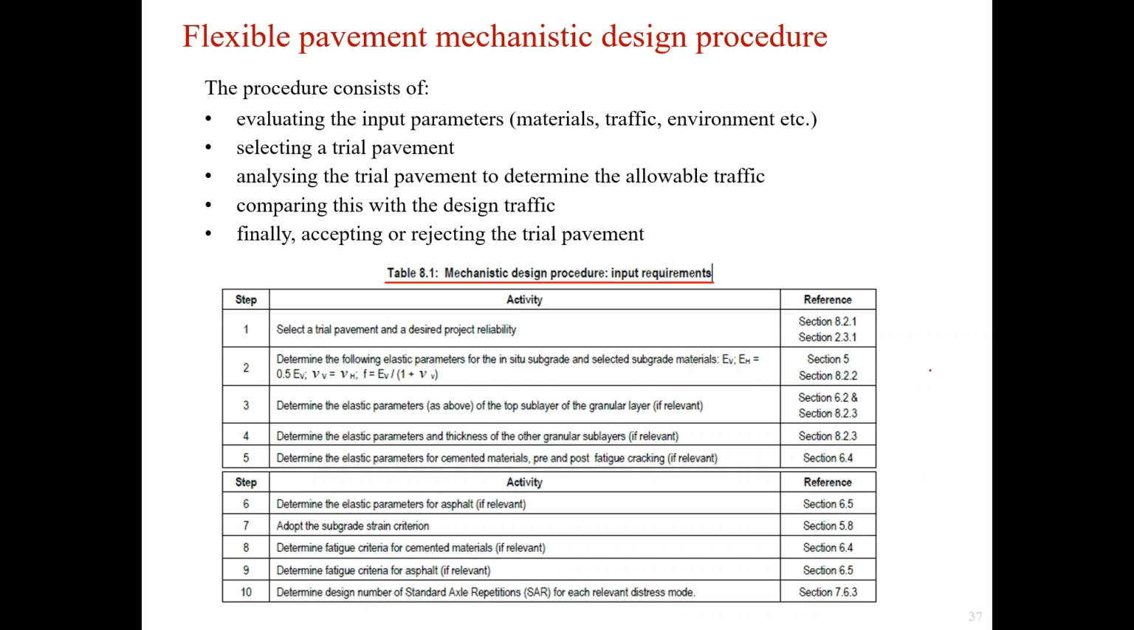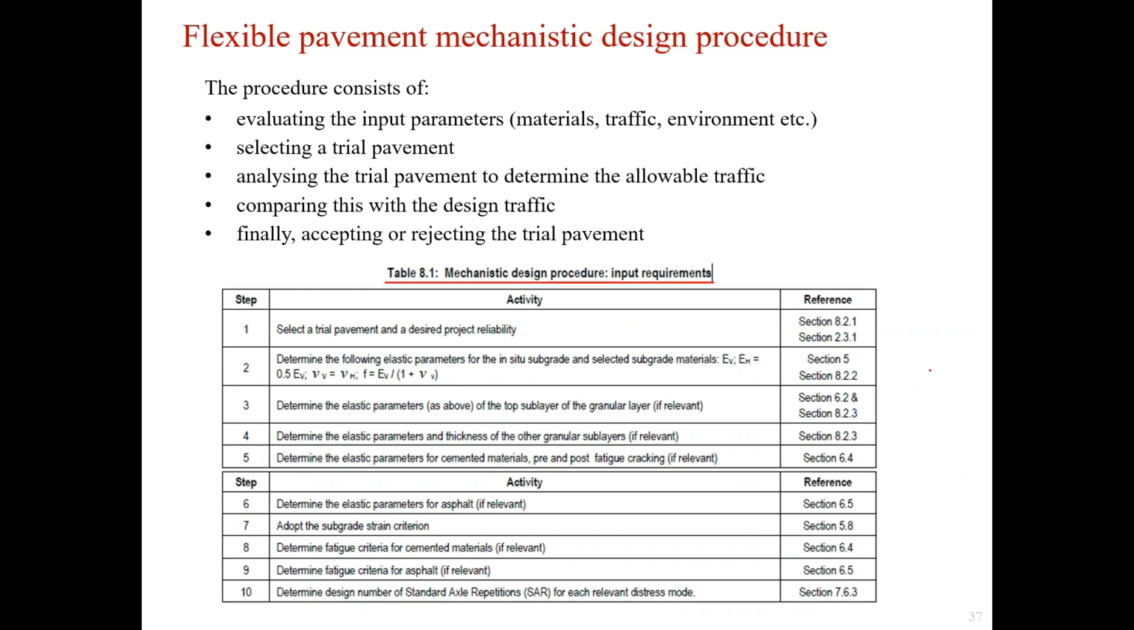Now it's time to look at the flexible pavement mechanistic design procedure. Tables 8.1, 8.2, and 8.3 list in detail the steps required to carry out the mechanistic design procedure. The procedure consists of evaluating the input parameters, then selecting a trial design and determining the allowable traffic. Finally, compare it with the design traffic and decide to accept or reject the trial pavement.